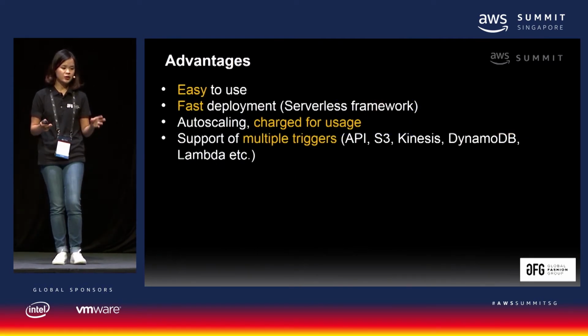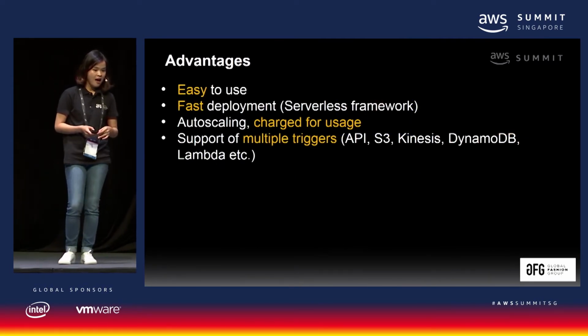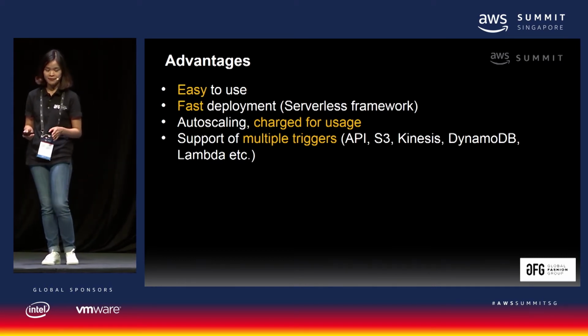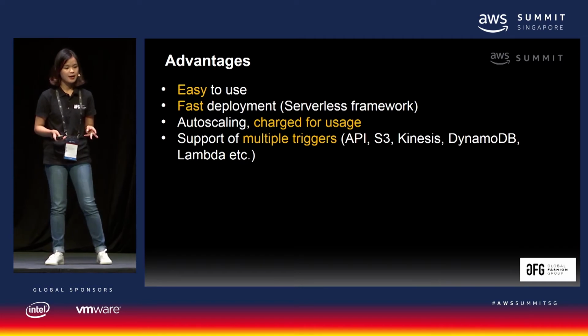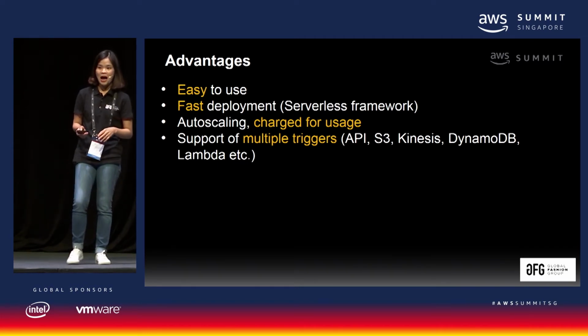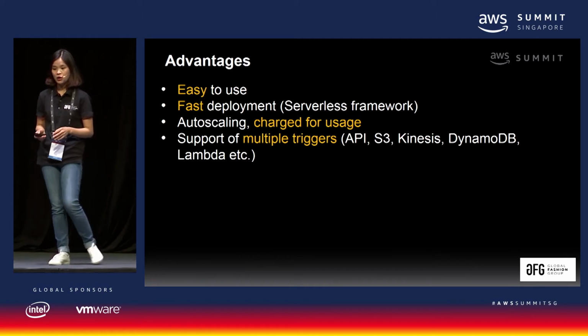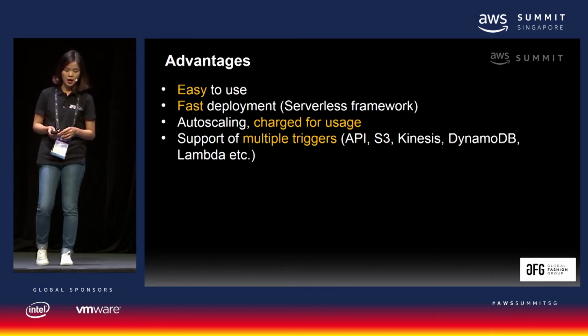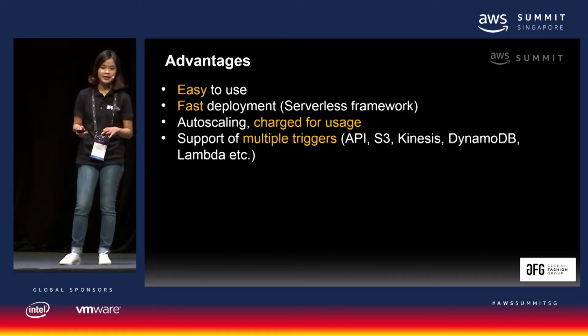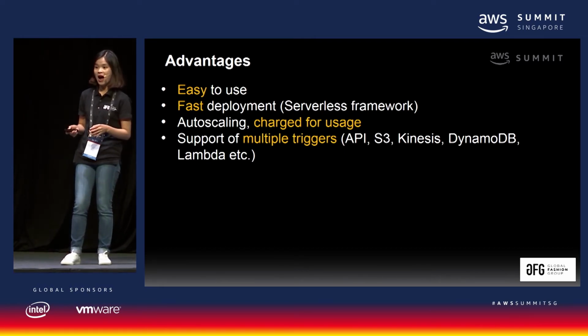We have been using Lambda for 1 year now. As a developer, I found there are quite a number of advantages. Firstly, it's easy to use. There is no need to manage the server. Lambda also helps you with auto-scaling. You only get charged for what you use. Moreover, Lambda supports multiple triggers. This allows you to have many options for your architecture.